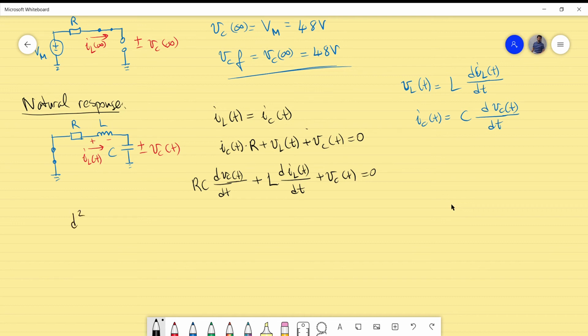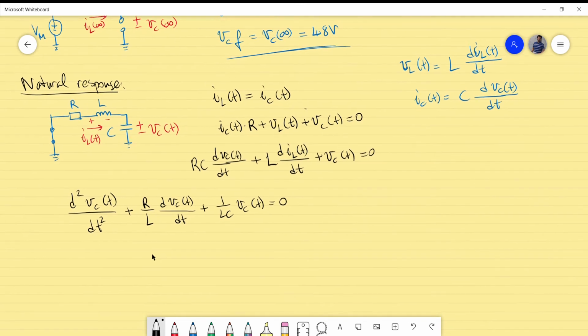So the final result will be this, the second derivative of the capacitor voltage plus R divided by L times the first derivative of the capacitor voltage plus 1 over LC times the capacitor voltage. This is actually a very famous expression. You can see this for RLC circuits in series. Most of the time people write this directly without going through the analysis, but I have shown you how you can do this. Okay, now let's fill in the component values that are given.